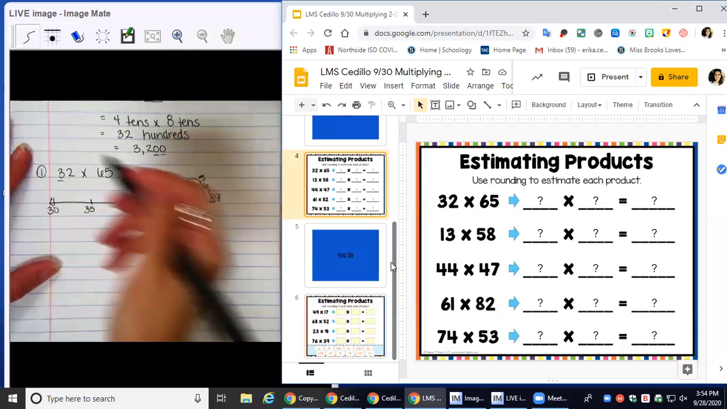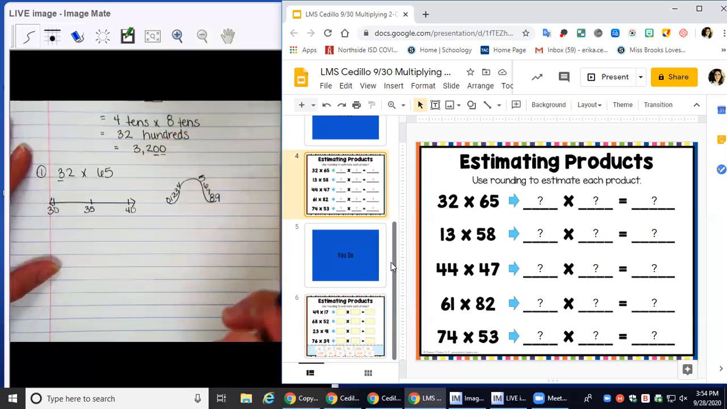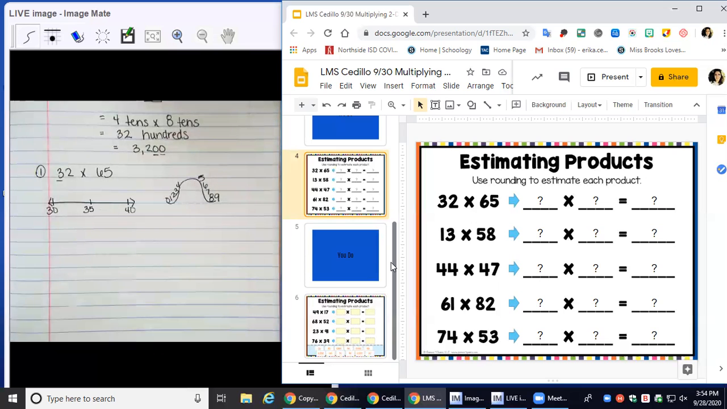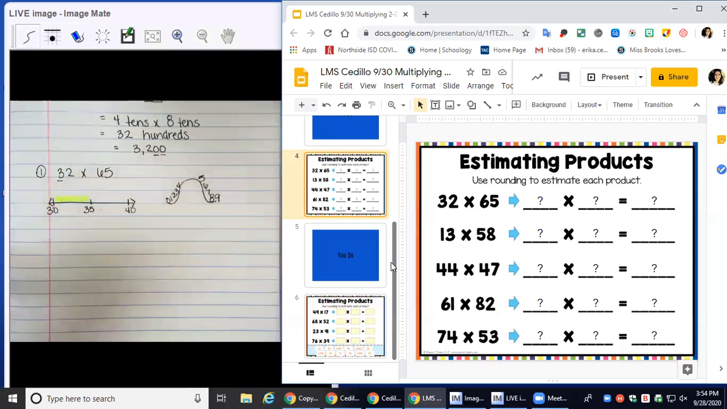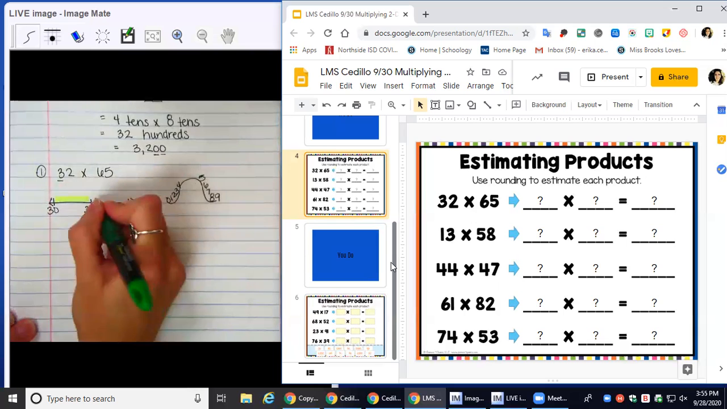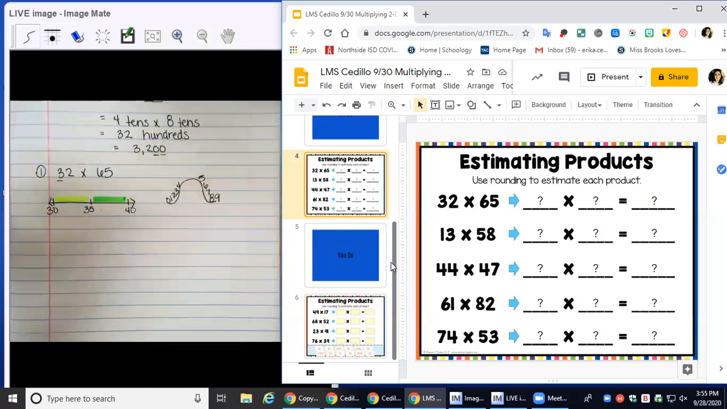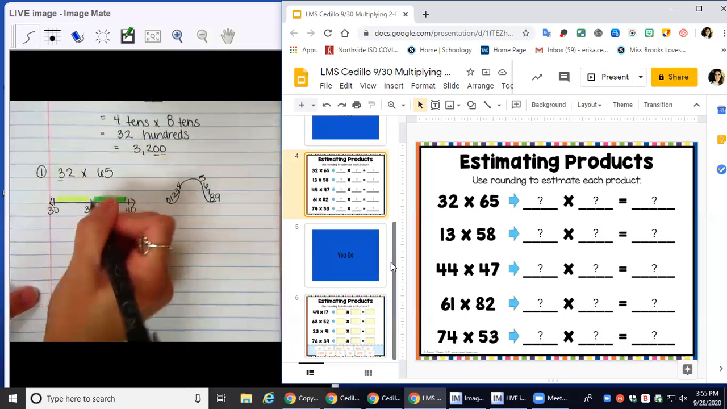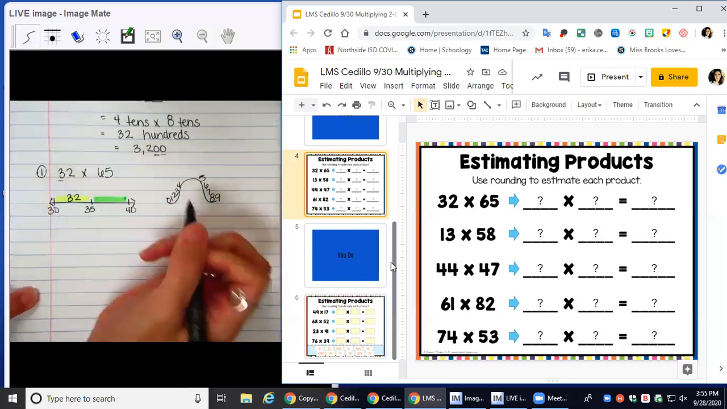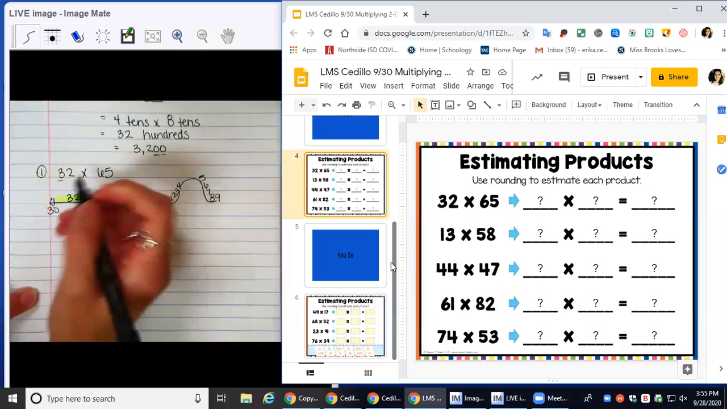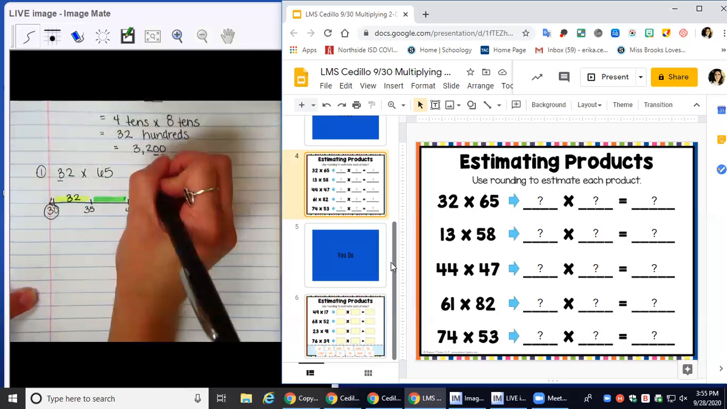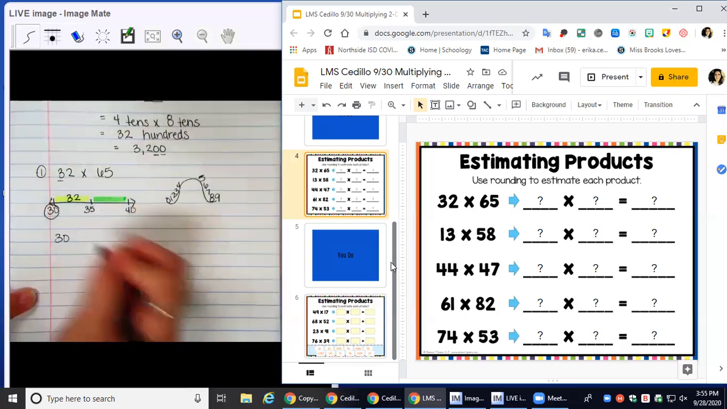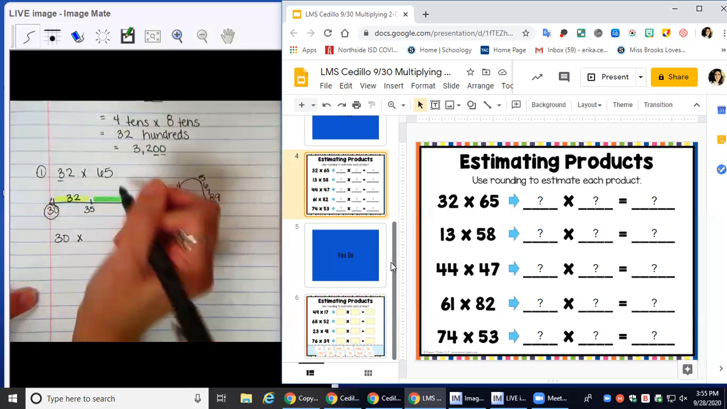Same concept. So now I take a look at 32 and I have to think, well, does 32 land between 30 and 35? Or does 32 land between 35 and 40, right? And so I'm looking at that digit in my ones place, and I know that 32 lands between 30 and 35. So because it lands between 30 and 35, that means that I'm going to go ahead and estimate down to 30. So my first factor is now going to become 30, okay?